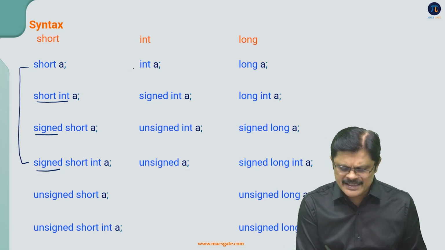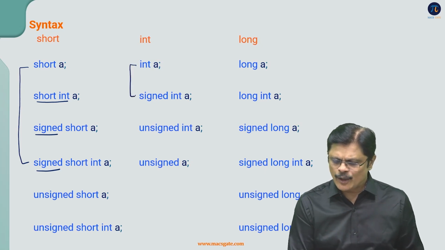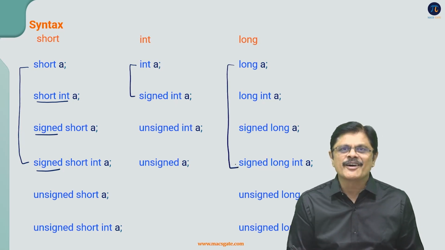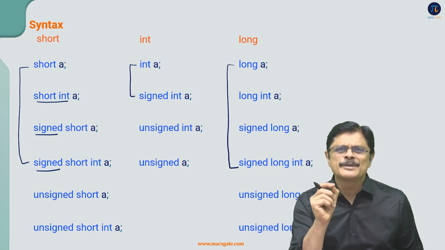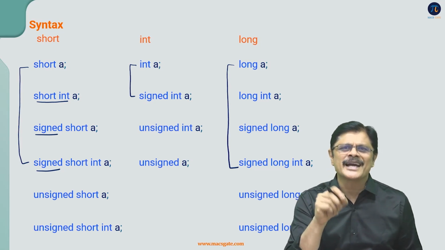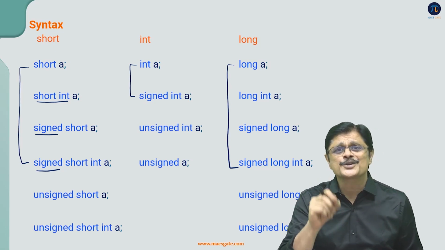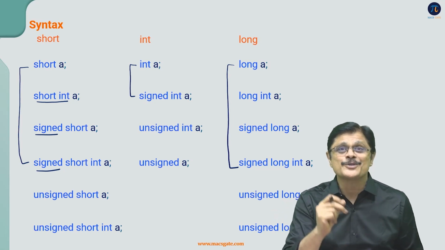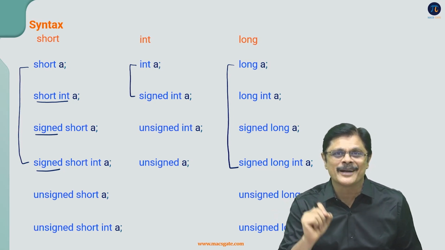So here integer and signed integer, these two are the same. Long and all these are one and the same. These are different ways of representing the same thing. Whether you simply say short, or signed short, or signed short integer, all represent one and the same. Different terminologies. This many ways you can write that particular data type, my dear friend.